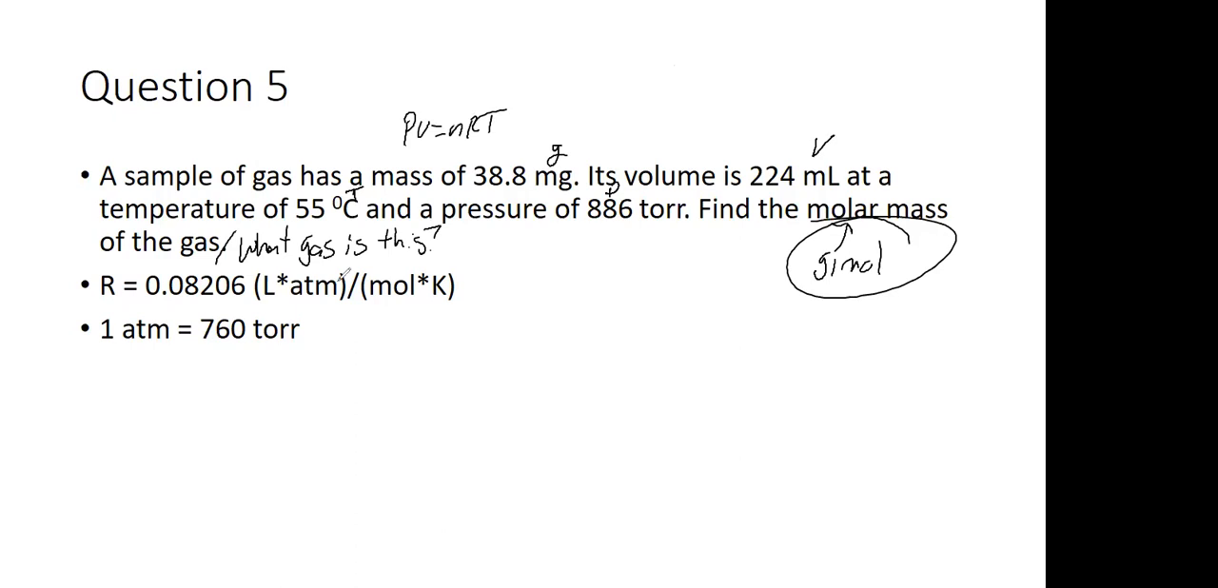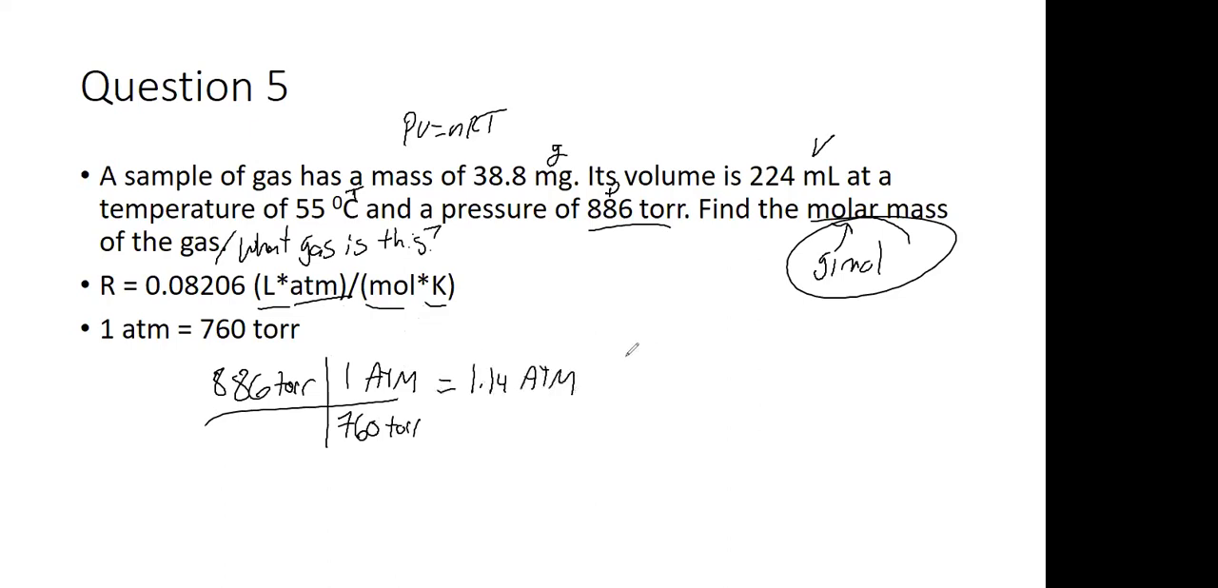So we are running out of time here. So I'm gonna actually speed this up a little bit. As always, when using R, make sure all the units that you have match up to that. So our R units are in atmospheres, but our pressure is in torr. So I need to convert that from torr to atmospheres. And that is 1.14 atmospheres. Our volume is in milliliters, I need it in liters, so 1,000 milliliters in 1 liter, which is 0.224 liters.